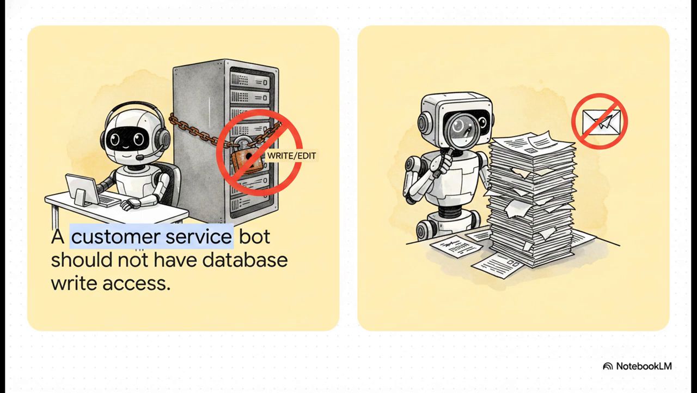Let's look at a couple of everyday examples that brilliantly illustrate this architectural flaw. Take a standard customer service bot. Its only job is to answer questions based on a knowledge base, right? So it should absolutely never have write access to your user database, because if it does, you could potentially prompt inject it to modify or delete records. Now contrast that with a document summarizer. Its whole purpose is to ingest text and output a shorter version of that text. It should definitely not have email sending capabilities. If it does, a malicious document could instruct the summarizer to silently email its contents straight to an external attacker. These are textbook examples of how failing to scope tools creates immediate, high-severity exploit paths.